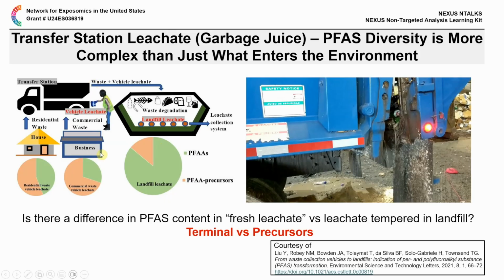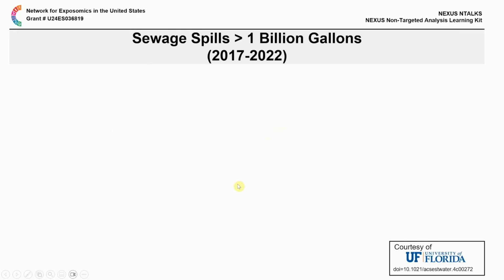So just because one molecule might be regulated at the manufacturer side doesn't mean that it won't occur later down the stream due to production of other molecules. Another source, as far as refuse goes, is sewage spills.